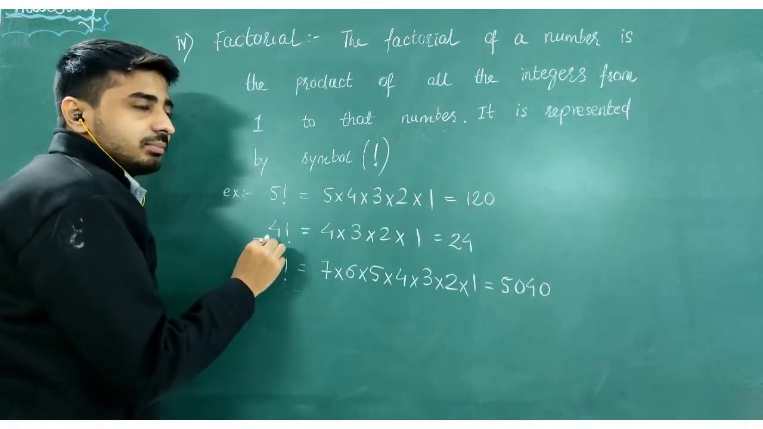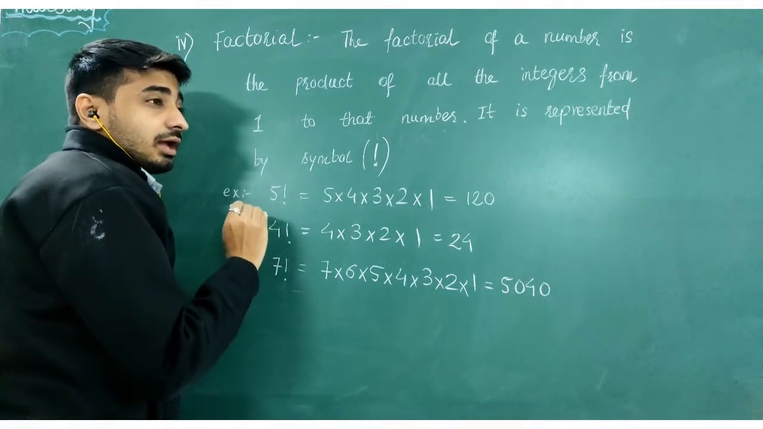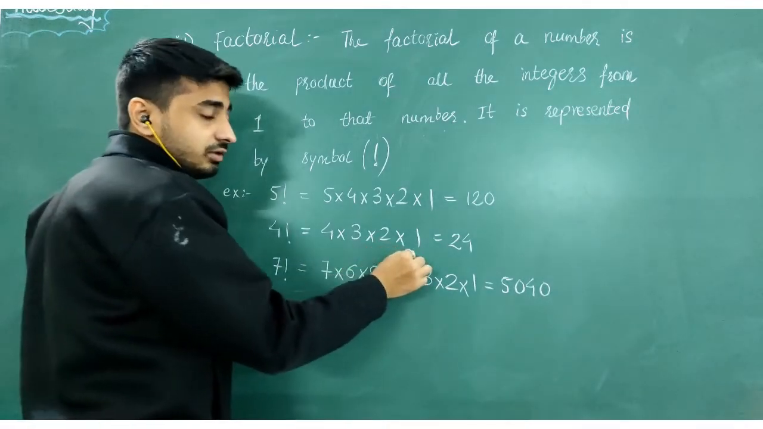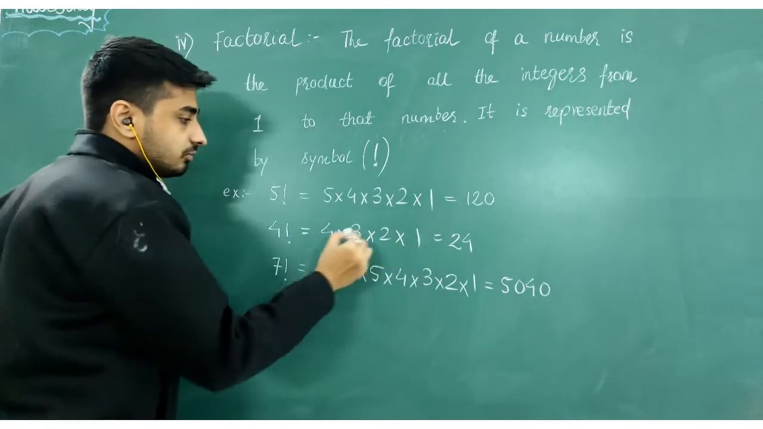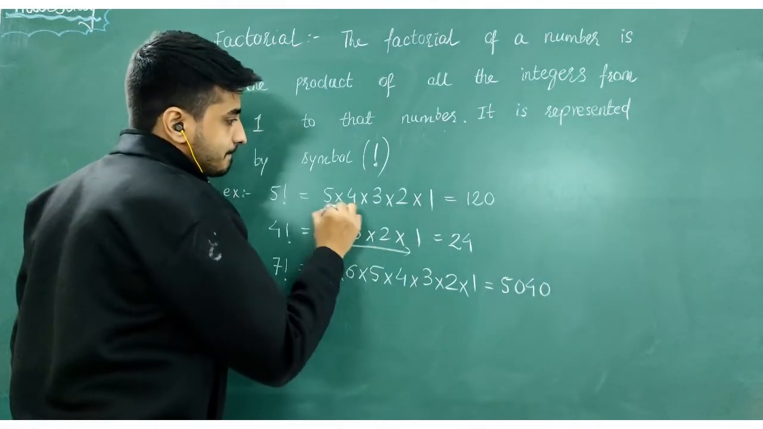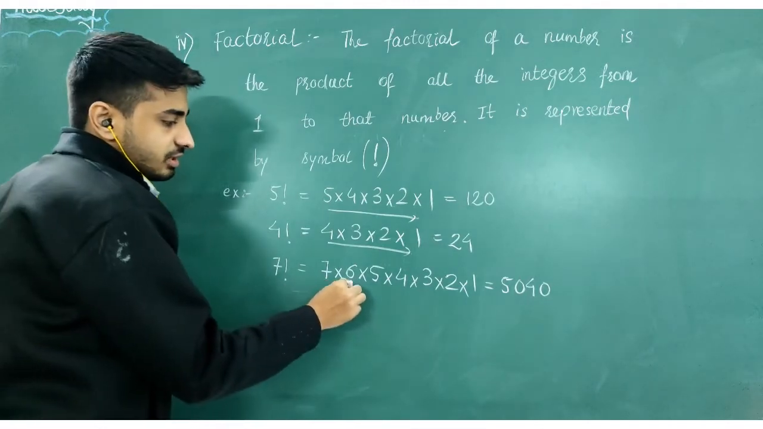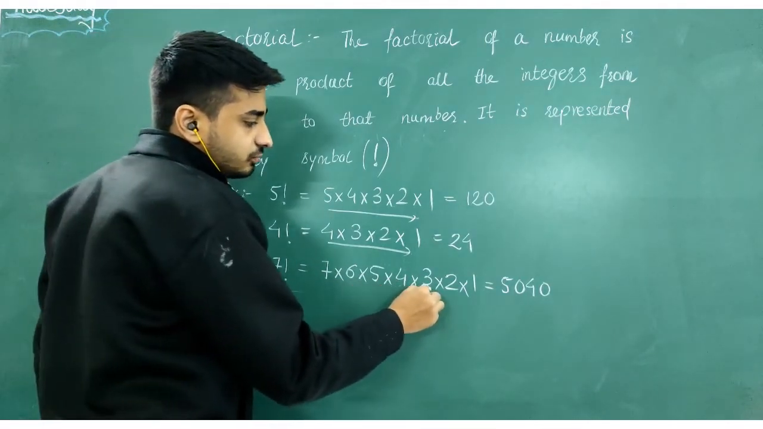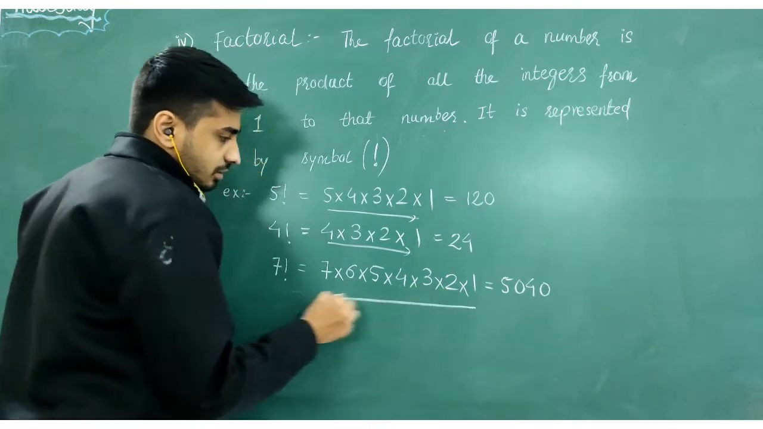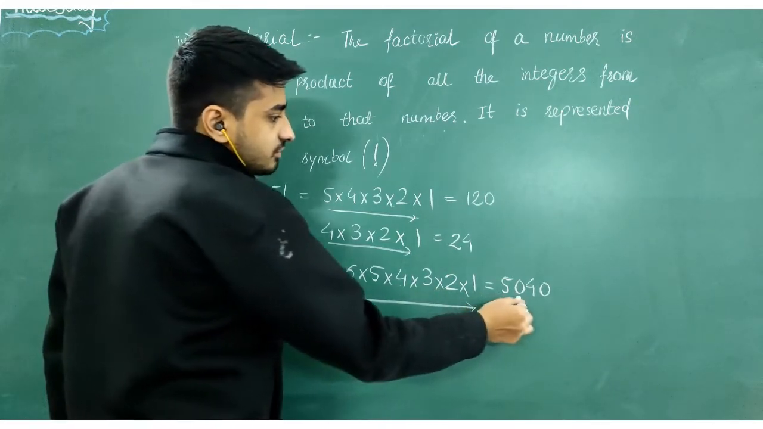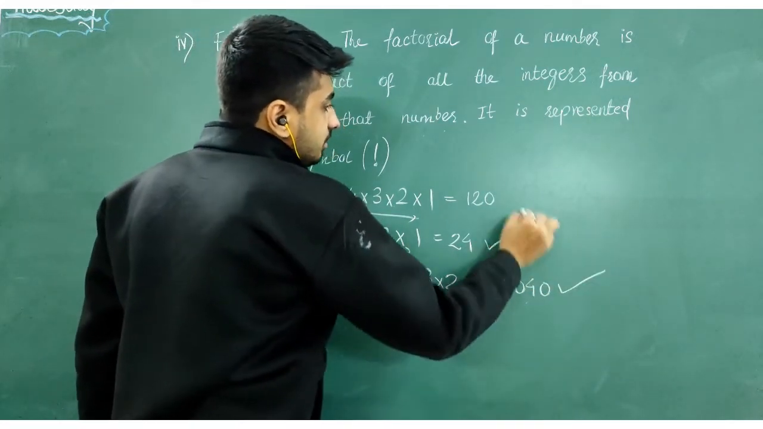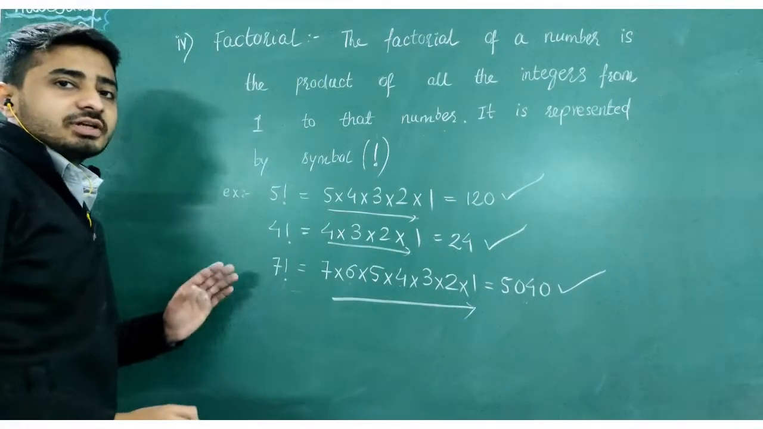Now factorial of 4. You have to just multiply 4, then 3, then 2, then 1 in decreasing order. Up to 1 you have to go in decreasing order. Factorial of 7. So it will become 7 into 6 into 5 into 4 into 3 into 2 into 1. Okay? The product is 5040. So this is the meaning of factorial.